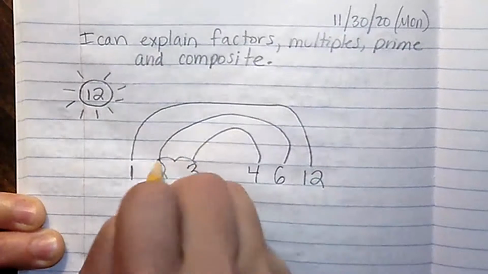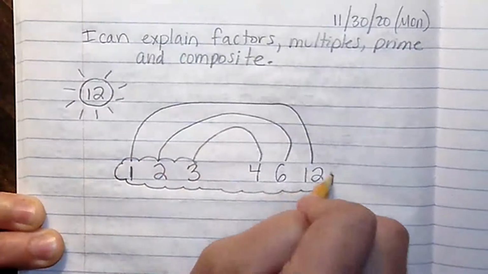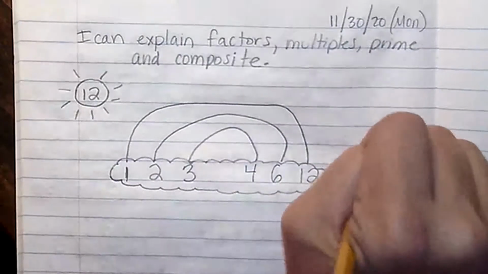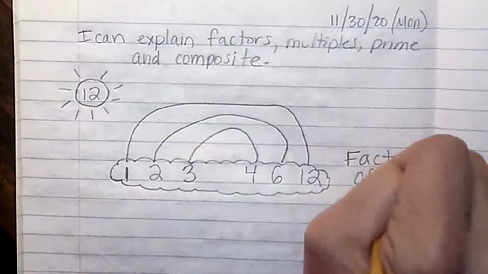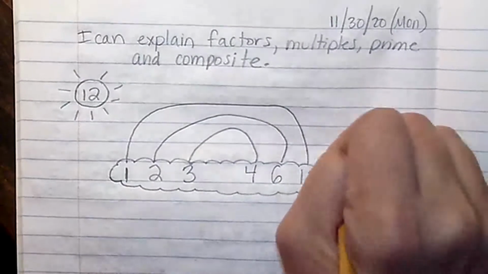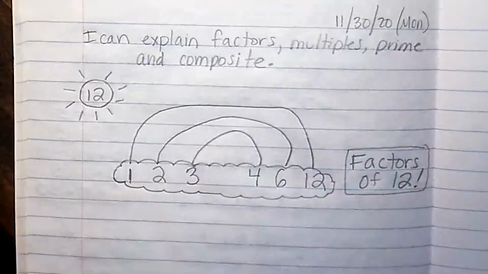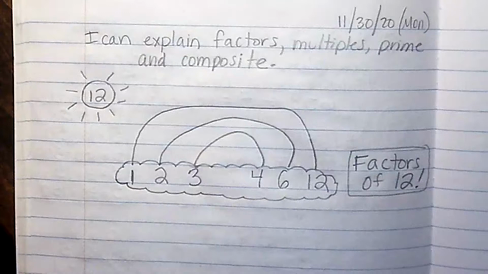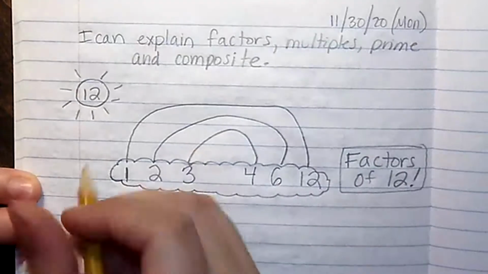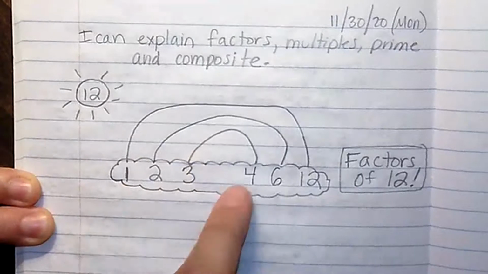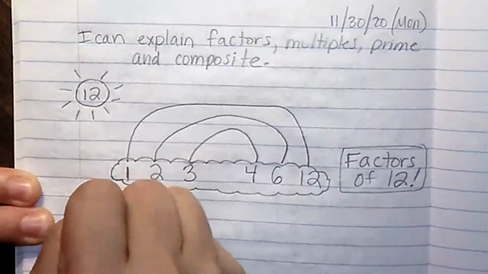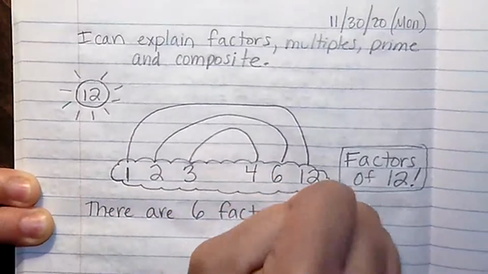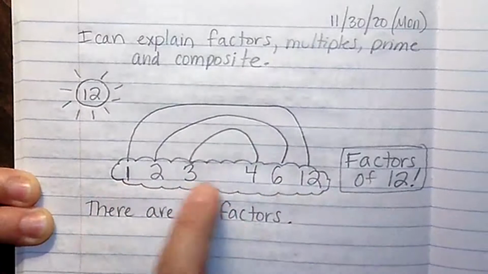So guys, we're done. I'm going to put a cloud around these numbers, and these numbers are what we call the factors of 12. The numbers in the clouds, all of these numbers are the factors of 12. Now, I'm going to count. 1, 2, 3, 4, 5, 6. There are 6 factors. I said 6 factors because there were 6 numbers down here, right?